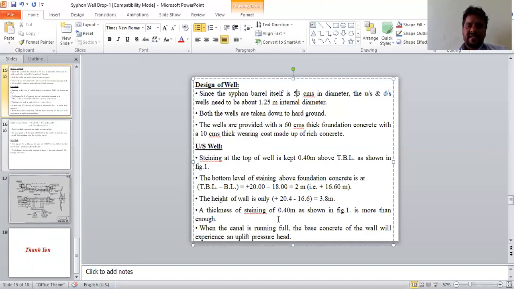Okay, the staining is 0.4, staining in the sense providing some sort of strengthening, right? So more than 1 meter is more than enough. So this 0.4 meter is more than enough. That much thickness is more than enough. When the canal is running full, you know the base concrete will experience more uplift pressure. Okay, so for this level, let it be applicable anything. Number is not mentioned, I don't need that too. So this is simple. When the canal is running full, definitely the base concrete will experience more uplift pressure. Definitely, right?